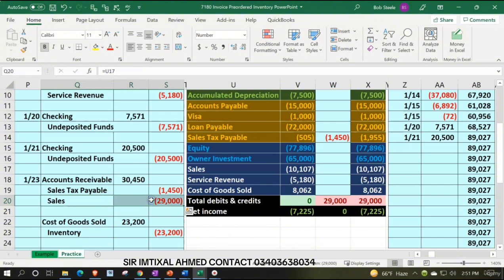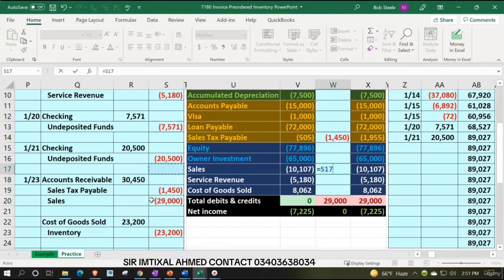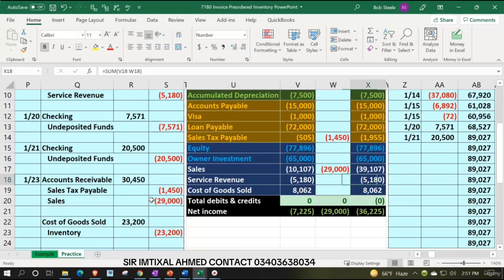Then the sales down here on the income side of things is going to be in the sales side, increasing in the credit direction by the 29,000, bringing it up to the 39,107, increase in the net income, because these are not a negative number in the sense of a negative or loss, but a credit to the 36,222 down here.